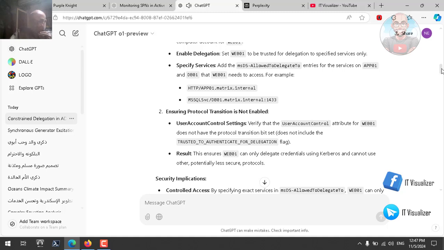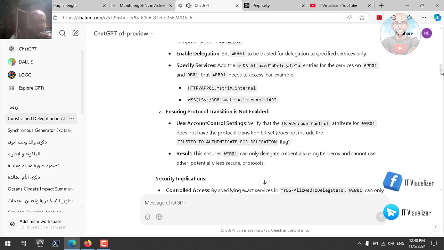http/app01.matrix.internal, MSSQLSvc/db01.matrix.internal. 2. Ensuring protocol transition is not enabled. User account control settings. Verify that the user account control attribute for Web01 does not have the protocol transition bit set, does not include the trusted to authenticate for delegation flag. Result: this ensures Web01 can only delegate credentials using Kerberos and cannot use other, potentially less secure protocols.